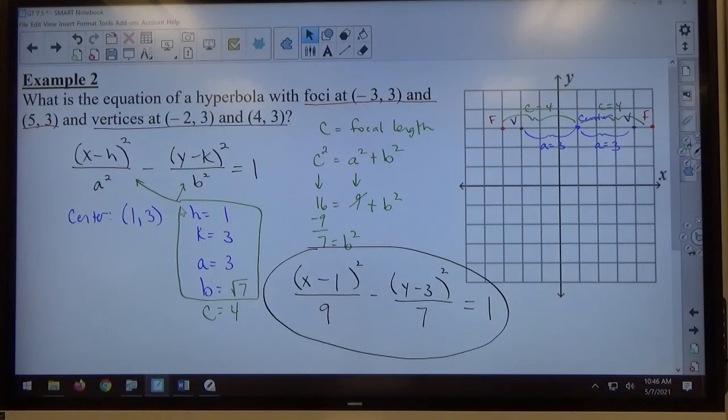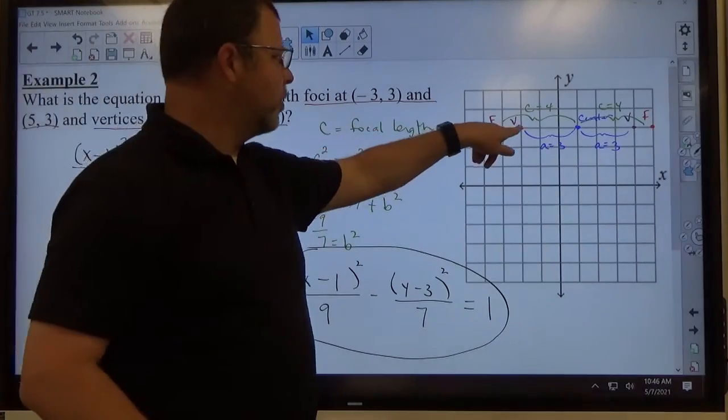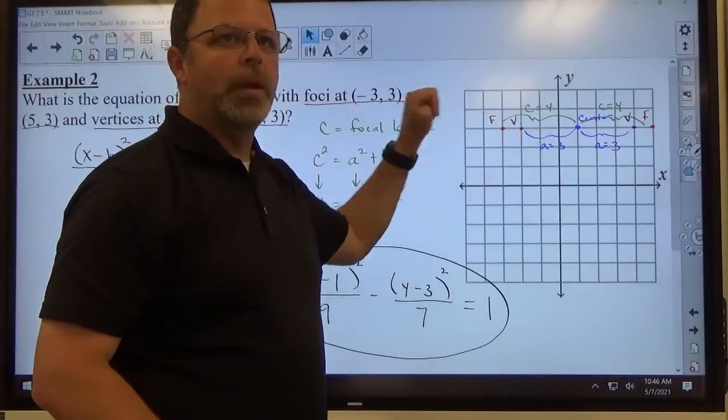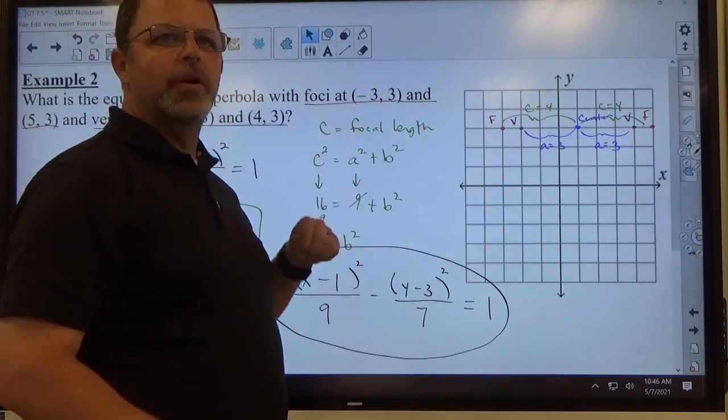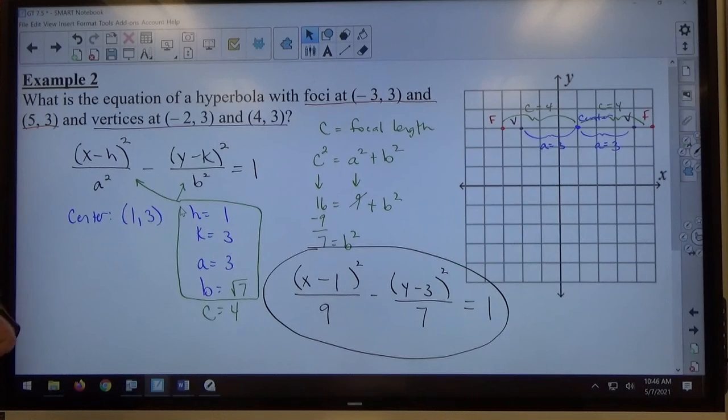So graph what they tell you, figure out the center, figure out either a or b based on a vertex. If you have a slope of an asymptote, that's b over a equals whatever you just figured out, to figure out the other. If they give you focal length and focal points and vertices, you'll be able to find a and c or b and c. Use the relationship here to find the other one. And again, once you find all 4 things, substitute into the correct standard form.